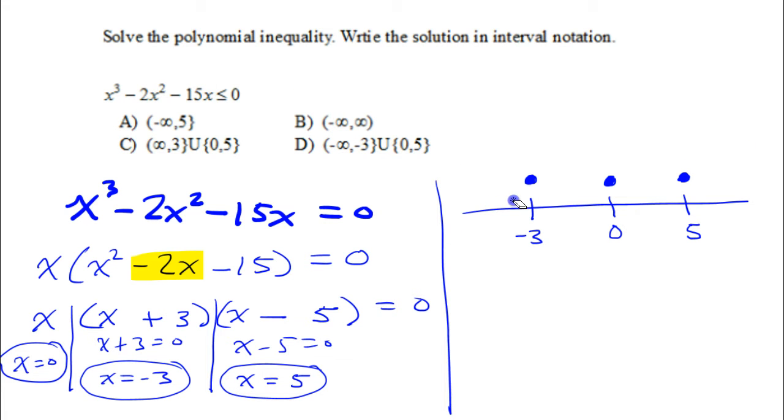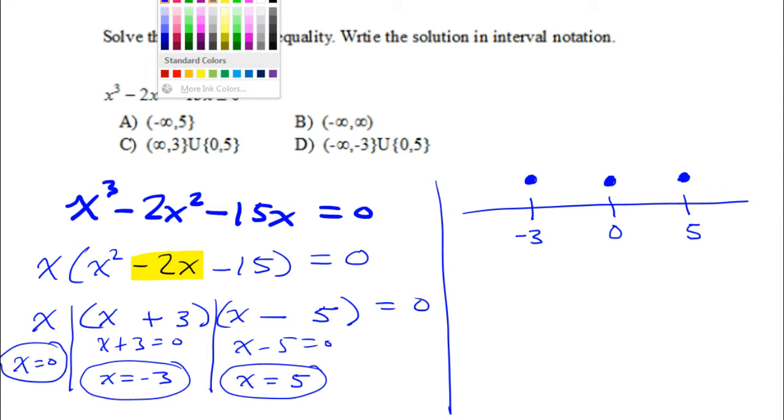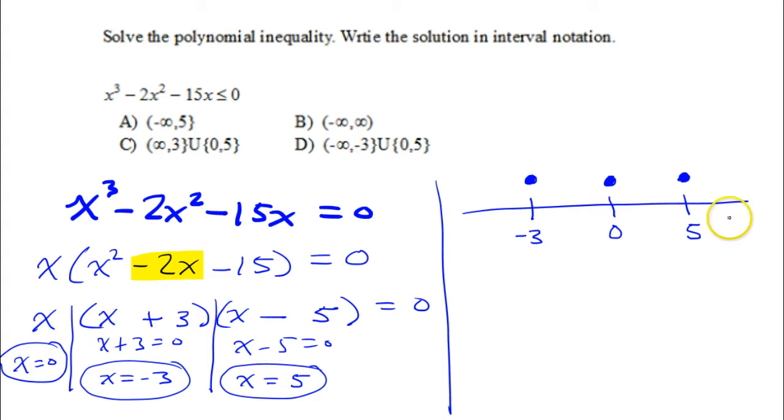Okay, so now I have 1, 2, 3, 4 zones. My number line is divided up into 4 zones. I need to do a test value in each zone to find out if solutions are there. If I find one solution, then all of the numbers in that zone will be solutions to this inequality. So you can pick any number you want that's in this zone. So I'm at negative 3, so I need something less than negative 3. So I'm just going to do negative 4, but you could have done negative 5, negative 6, whatever you want.